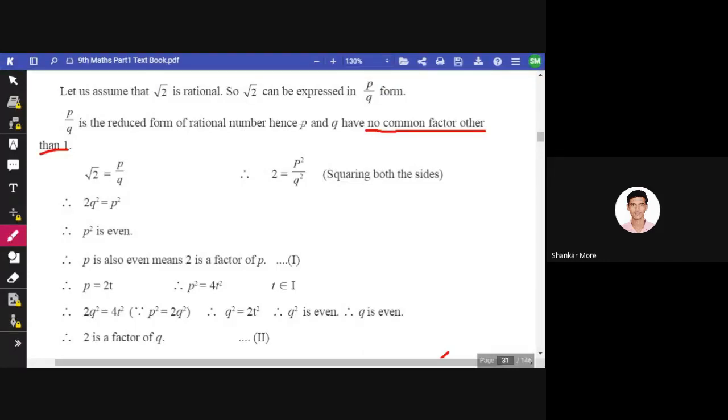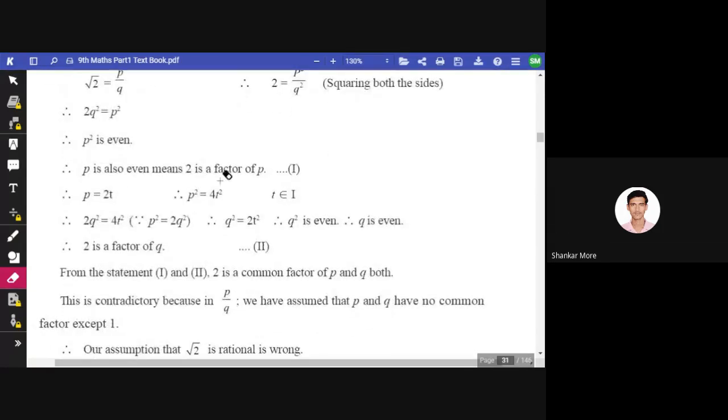Don't worry, students. Even if you are not understanding this, you don't have to worry. You don't have to write this in the exam. This is just for your understanding purpose. So don't worry. Now, this is a contradictory statement.